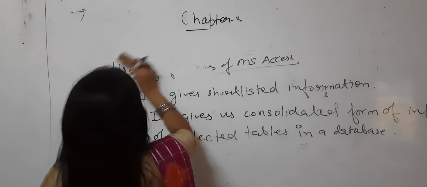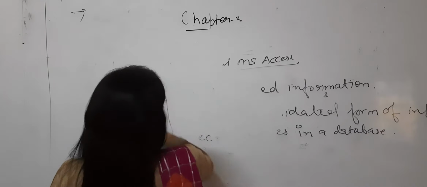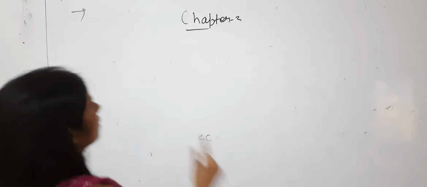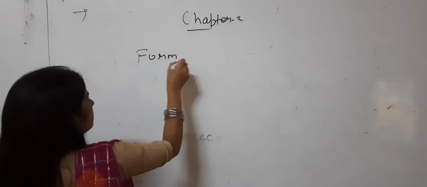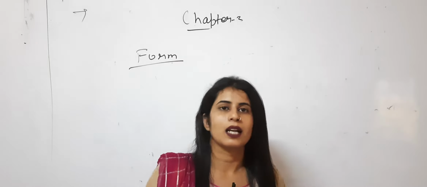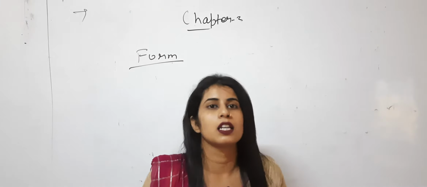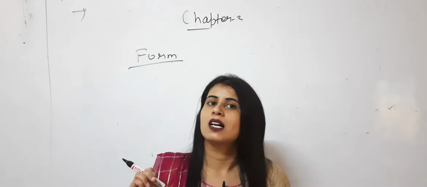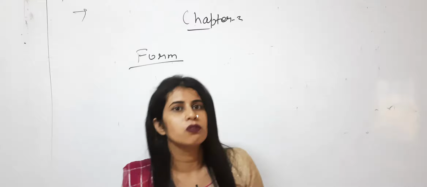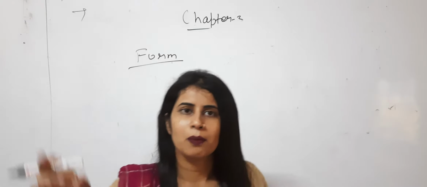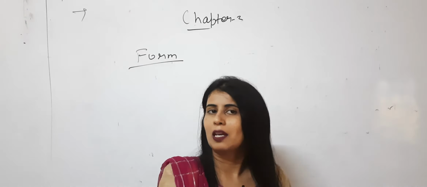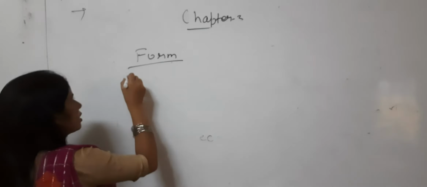Now we are going to study the first feature of MS Access. The first feature is form. What is a form? We all have seen forms. Forms are a kind of document in which the user fills in the information according to the label given to them. We fill the admission form, the registration forms, the online forms. So forms are a kind of document in which a user enters the required information according to the label given there. So I am writing what is a form.